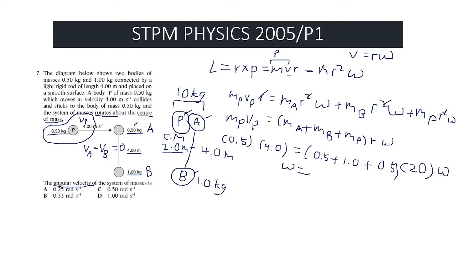So now use the calculator. 0.5 multiplied by 4.0, divided by 0.5 plus 1.0 plus 0.5, the whole thing multiplied by 2. So the answer we get is 0.5 radians per second. So the answer is C.